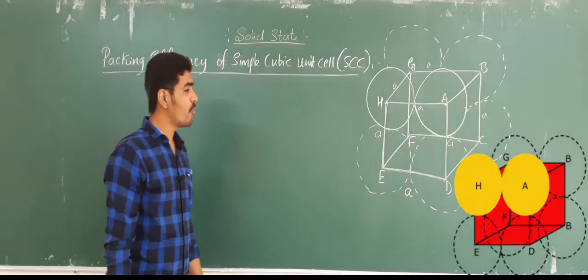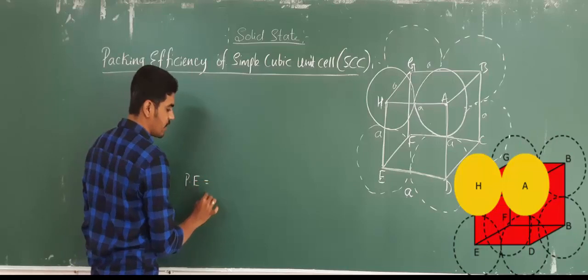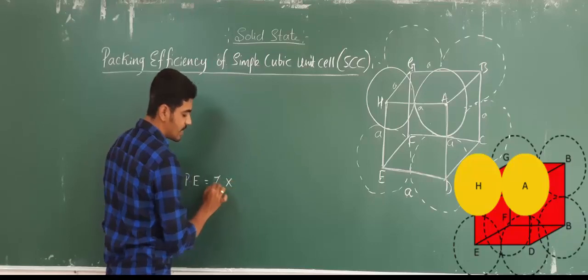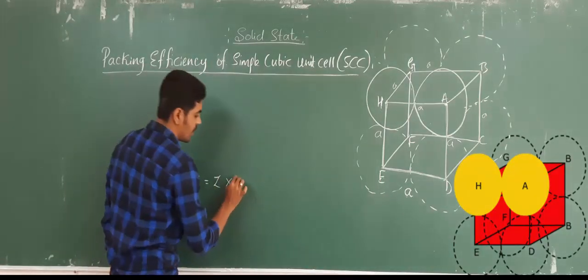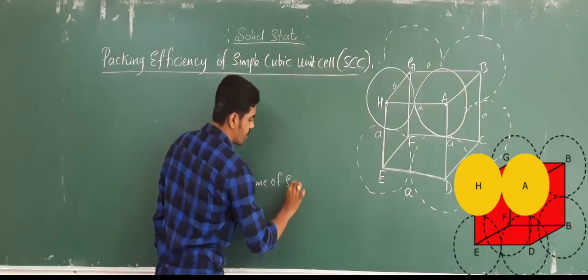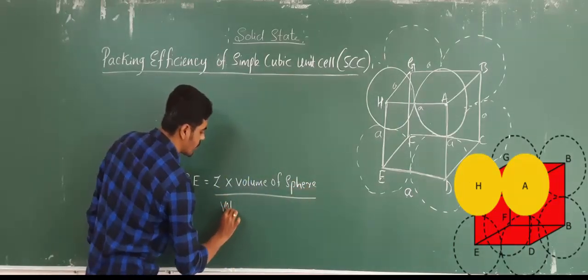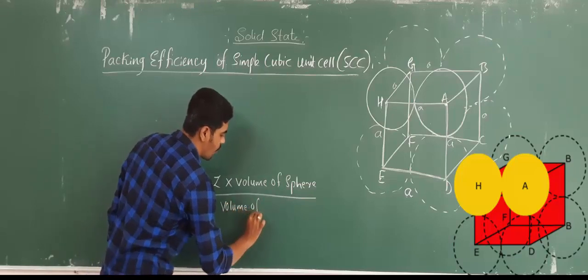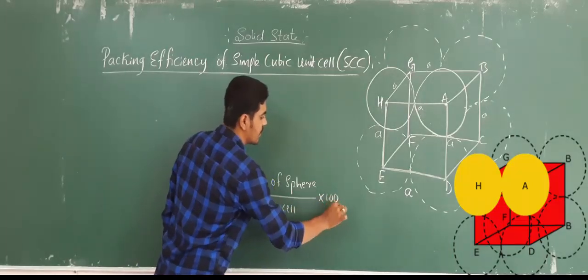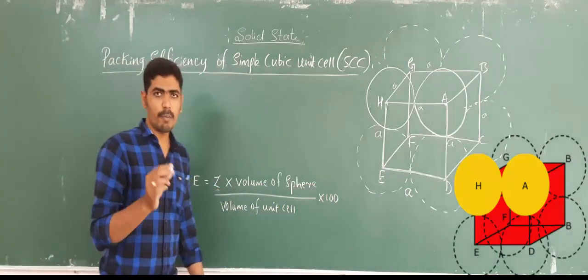Now, what is the formula for the packing efficiency? Packing efficiency is given by, previously I have explained it, Z, that is Z means number of particles, into volume of a sphere, divided by volume of unit cell, into 100. This is the formula that we have. Remember, this Z represents the number of particles.